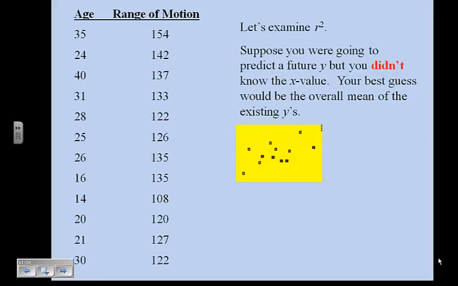So for example, we have this set of data. Let's say we don't know what any of the x's are. Our y bar, our mean of all our y values, is 130.083. That's our best guess because we don't know the ages. Well, you can see that some of those points are very far away.